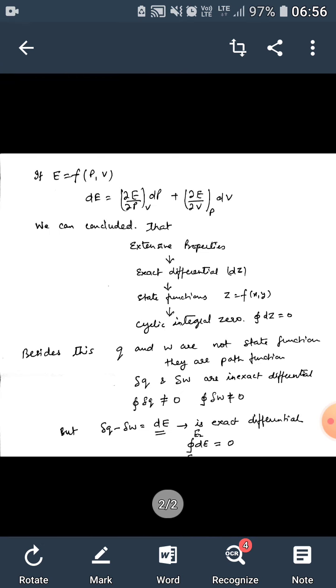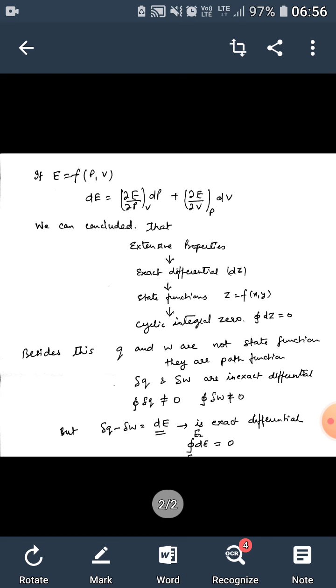From these observations, we can conclude that extensive properties are exact differentials, which are represented by dZ, and these are state functions, that is Z is a function of x and y, and the cyclic integral of these exact differentials is also 0.